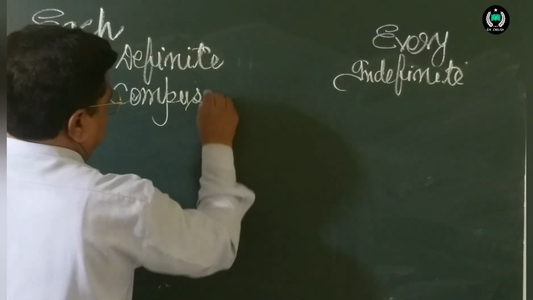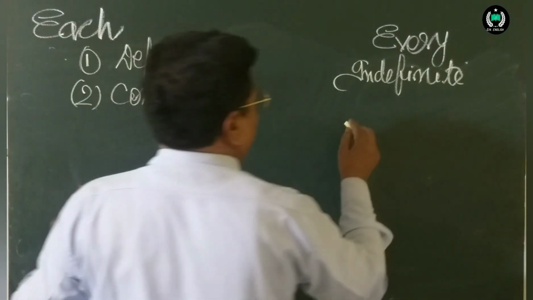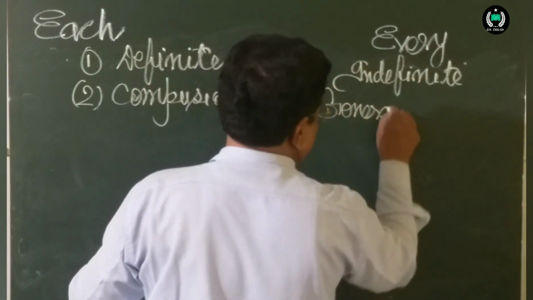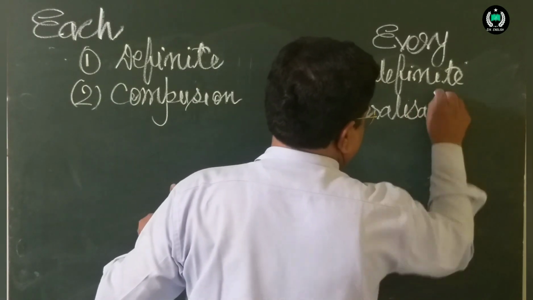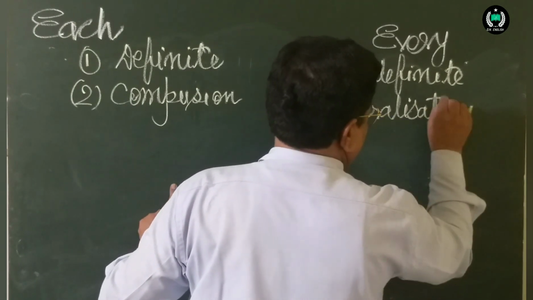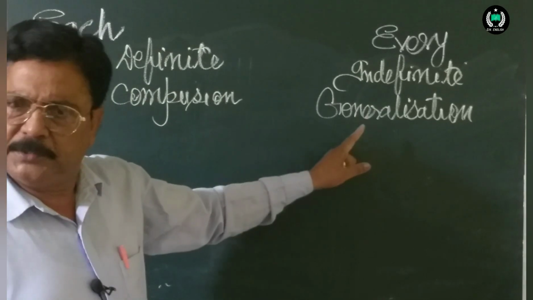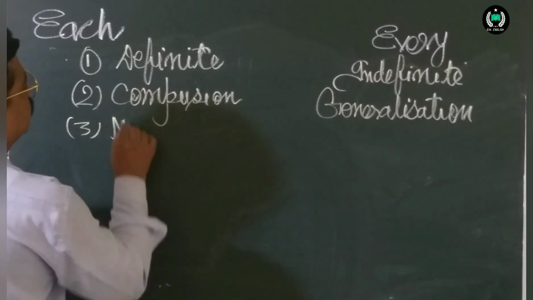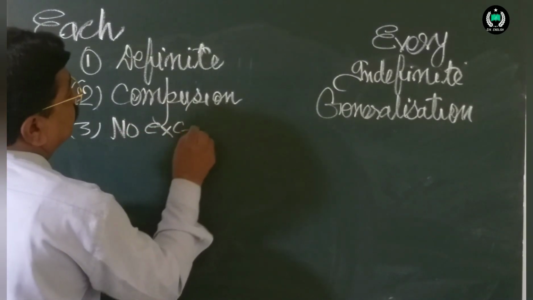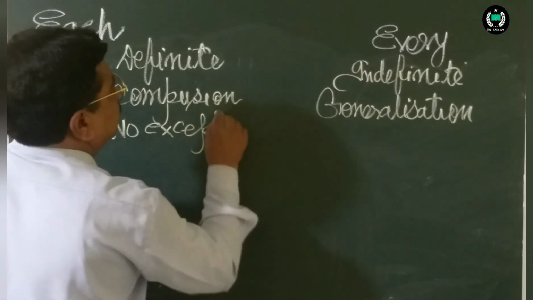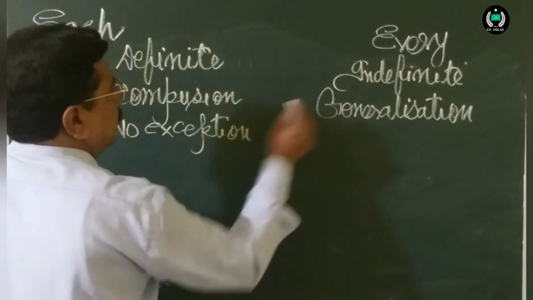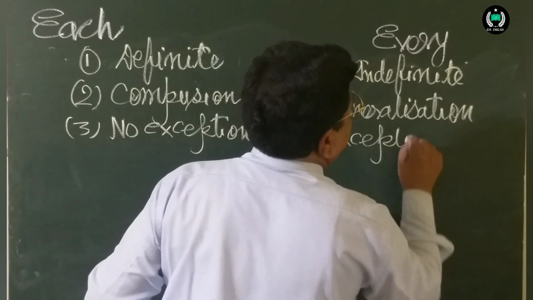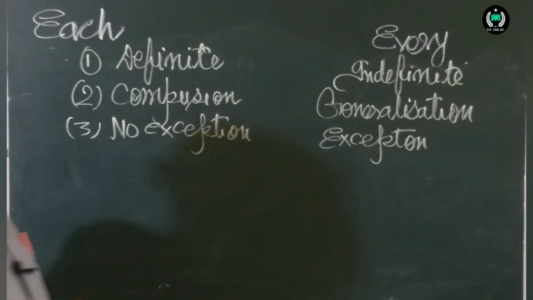Each is for compulsion and every is for generalization. When we talk in general, it is generalization. Third, each: no, please pay full attention. Each means no exception, and every means exceptions. Now I will make you clear.